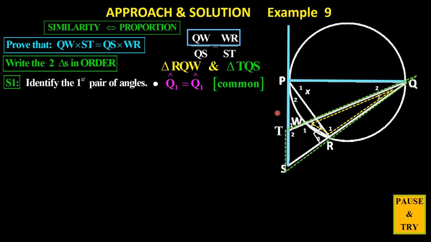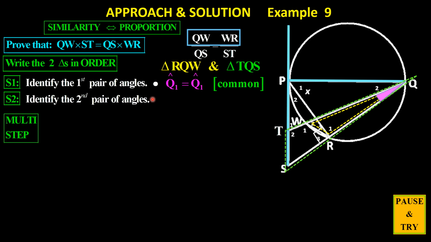Okay. The second one here, we now need to find, you know, W must match with S, but that's not so obvious. Let's look at the other one. R must match with T. It's also not so obvious there, right? So here to get the second pair of angles, we'll have to follow a multi-step approach. Let's look at what was given.